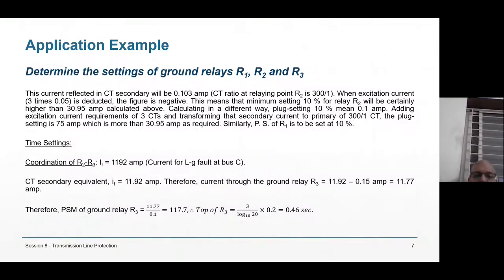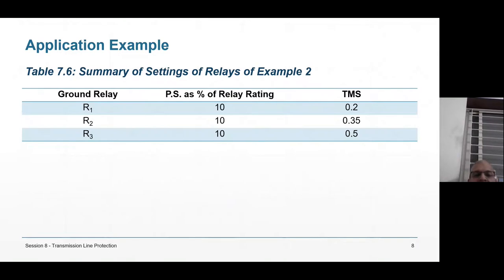So now if you want to find out the time setting between R1, R2 and R3 for 1192, then it will be 11.92 and the flux setting multiplier comes out to be 117, but we take 20 only. So here we have probably selected the TMS of R3 as 0.2. So TMS of R3 is 0.46. So accordingly, you can calculate in the same manner. You can calculate the TMS of R1 also, because between R1 and R2 also the transformer is not there.